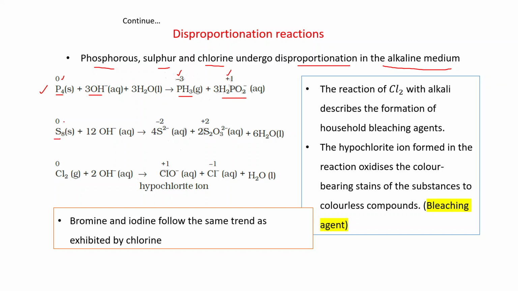S8, oxidation number is 0. On the product side, this will form the S2 minus ion, in which the oxidation state is -2, and in S2O3 2 minus, its oxidation state is +2.